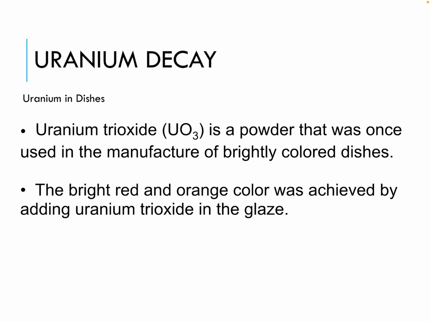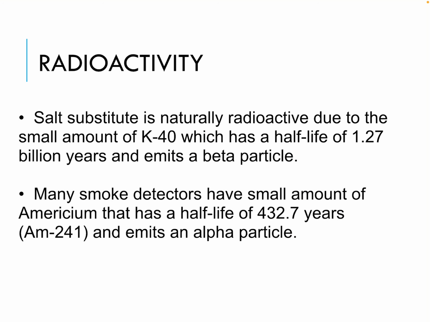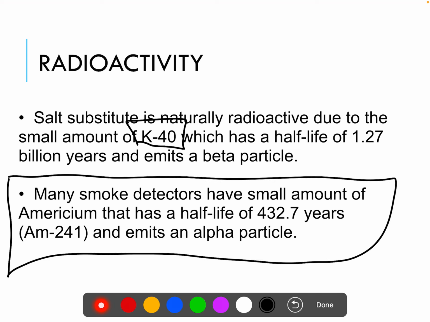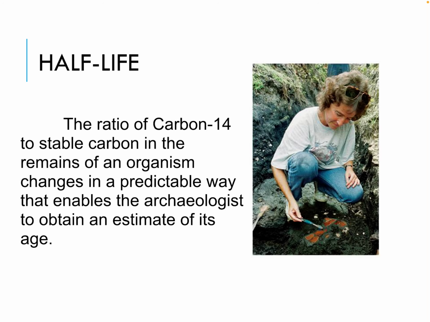Some fun facts. Uranium used to be used in Fiestaware to get the brightly colored dishes, like orange and reds. The salt substitute, where you use potassium instead of sodium, is radioactive. Smoke detectors, I'll show you a video in a little bit, show how this works. A lot of them use a little bit of americium, and if the smoke stops that particle from going and deflects it, then all of a sudden the alarm goes off.